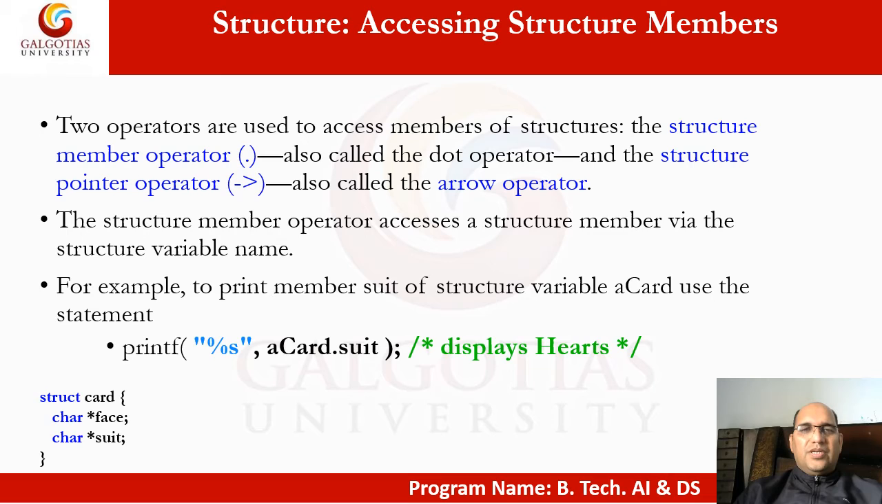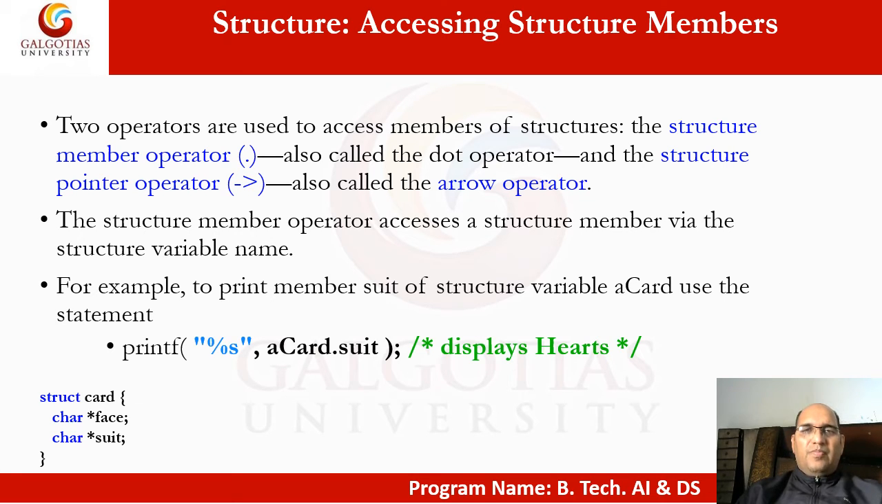Now, accessing structure members. The question comes: how can we access the members of a particular structure? There are two ways to do that. Two operators are used to access members of a structure. The first one is the structure member operator, the dot, also called the dot operator, and the structure pointer operator, that is the arrow, also called the arrow operator. So you can use either dot or the arrow operator to access a member of a particular structure.